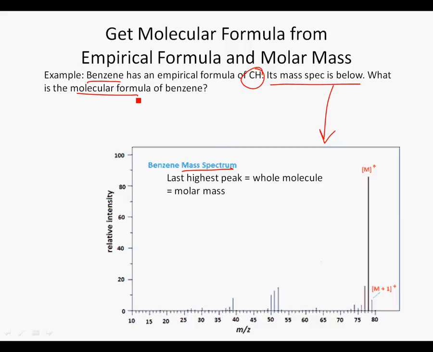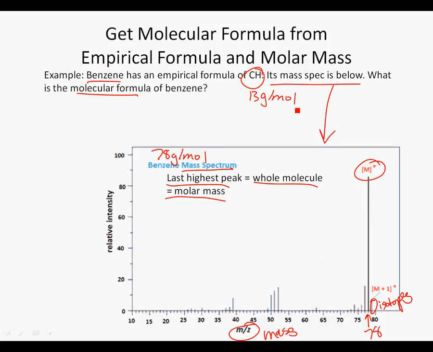On a mass spectrum, the last highest peak is the peak for the whole molecule, the mass of the whole molecule. So that's the molar mass. It's not this little peak, that's from isotopes. It's the last highest peak, that big peak there. That peak is at 78, and this axis means mass. So the mass of benzene is 78 grams per mole. CH doesn't have a mass of 78 grams per mole. It has a mass of 13 grams per mole.